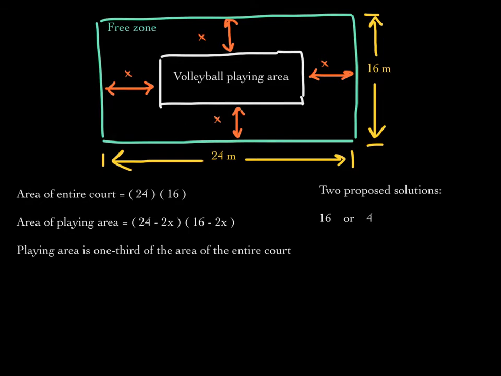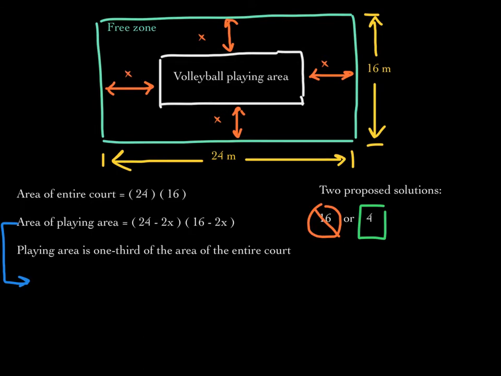All right, so here's the original picture here. Now, 16 meters is not going to work for the width of this free zone. And the reason is because if this is 24 by 16, this cannot be 16. If the width of the entire court is 16 meters, then this width cannot be 16. So 16 does not make sense, but 4 does. All right, I'm going to further check or verify that 4 works.